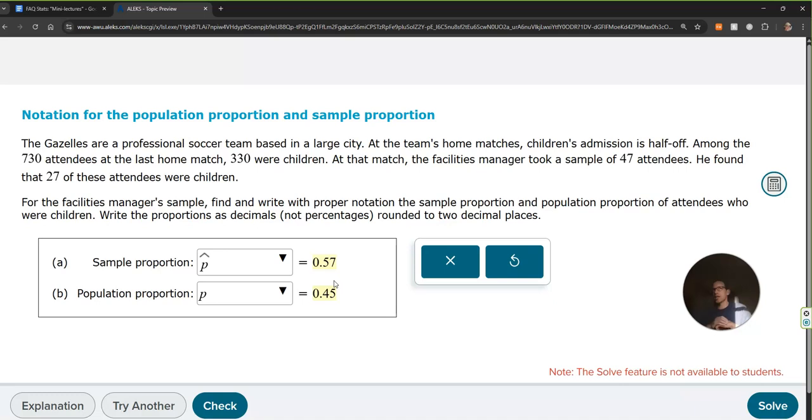Well, as you get larger and larger samples, what will happen is the sample proportion will tend to get closer and closer towards the population proportion. So these two numbers, as you get larger and larger samples, will tend to get closer and closer together. Just double check that there.